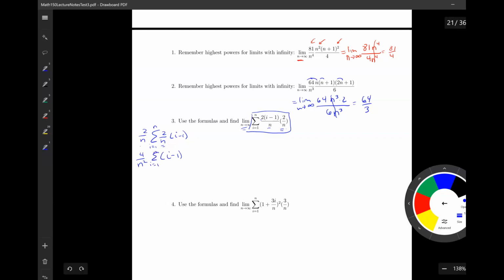All right, so I see that I need to separate it around the subtraction. So 4 over n squared, summation of i, minus 4 over n squared, summation of 1. Both of these are from i equals 1 to n. Okay, so here's where I get to use my nifty formula for this. So that's n times n plus 1 divided by 2, and I'm carrying along my 4 over n squared. And then minus 4 over n, and then adding up 1 n times, that will be n.